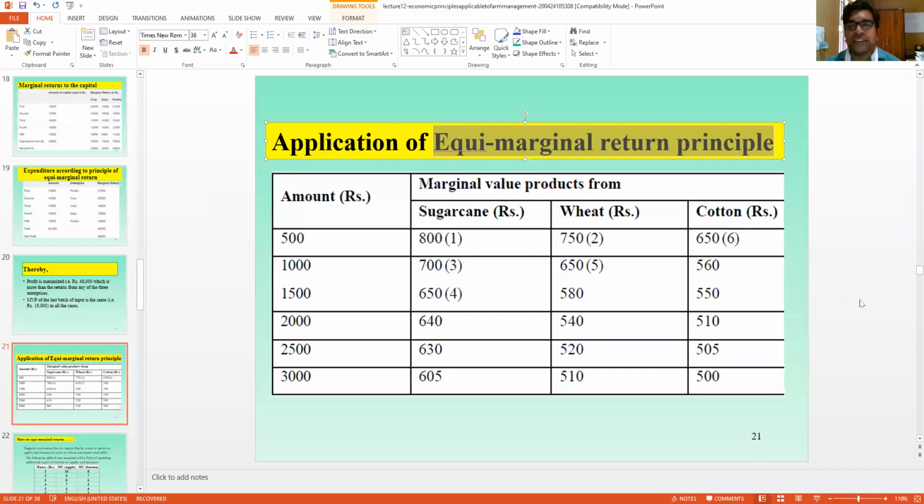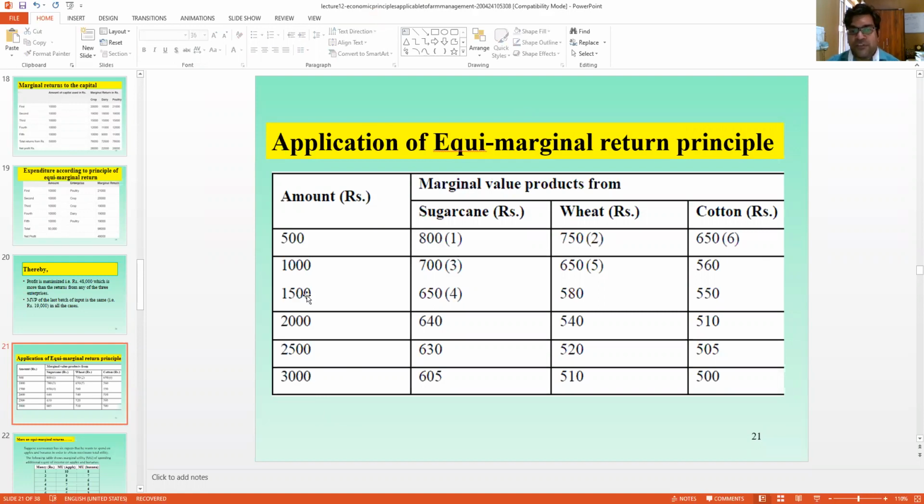Welcome back. Now you see, by employing the principle of equi-marginal returns, the farmer can allocate this limited capital of 3,000 rupees. How come? The first 500 rupees, the farmer should allocate to sugarcane because it is giving more MVP or more MR, 800 rupees. The second 500, the farmer should allocate to wheat. It is giving 750 rupees.